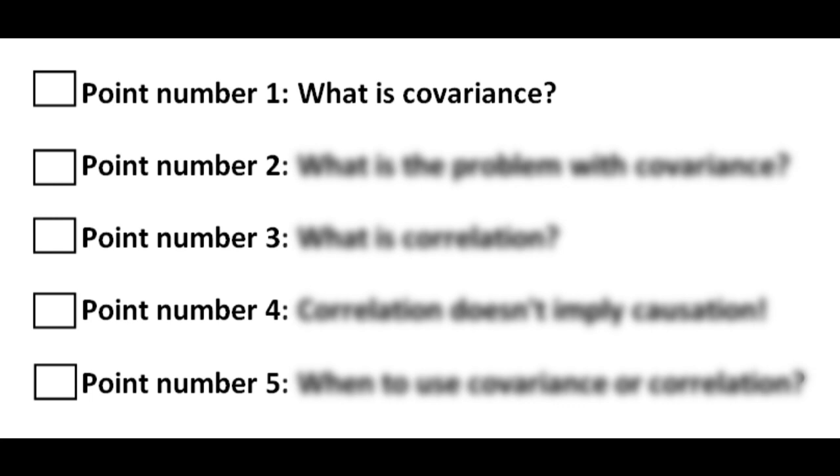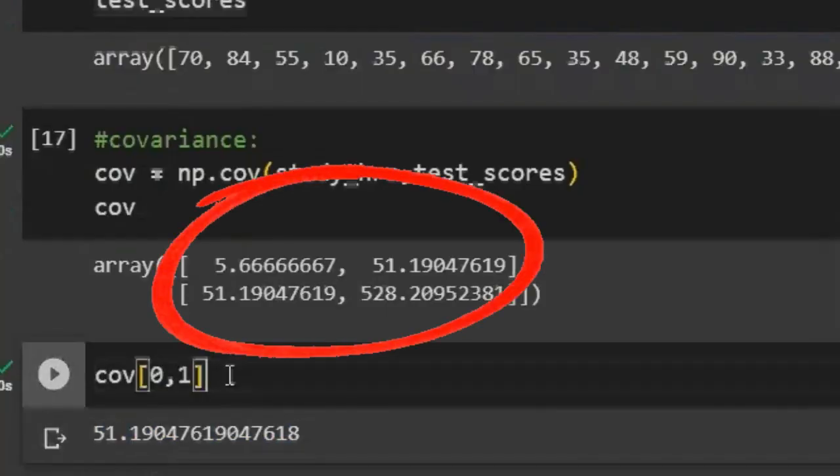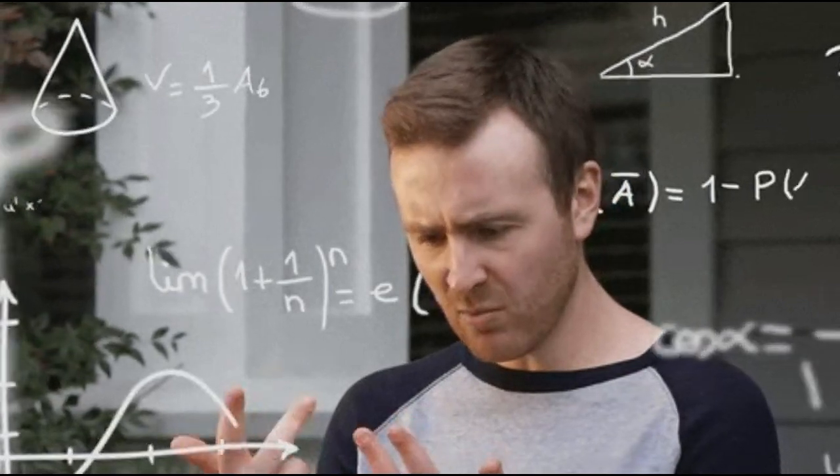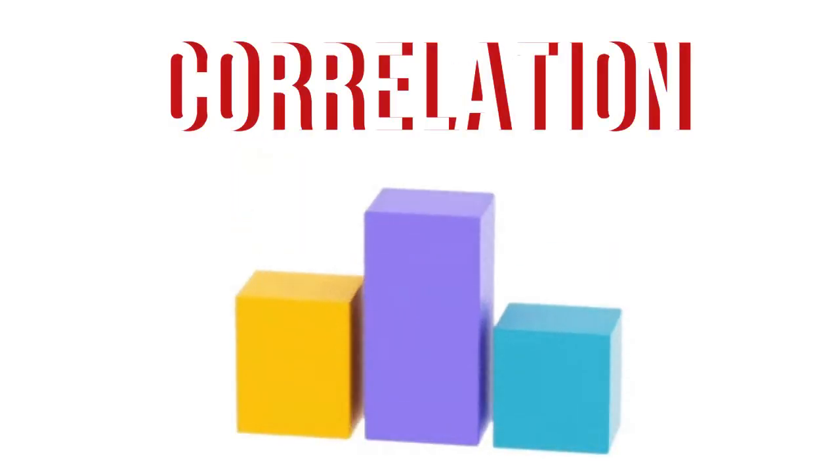Now is the time to understand one of the important points, that is point number 2. What is the problem with covariance? So if you have noticed, while taking covariance, there wasn't a fixed range of values, which can make it challenging to interpret how strong our relation is between the features. Now that's where correlation comes into play.